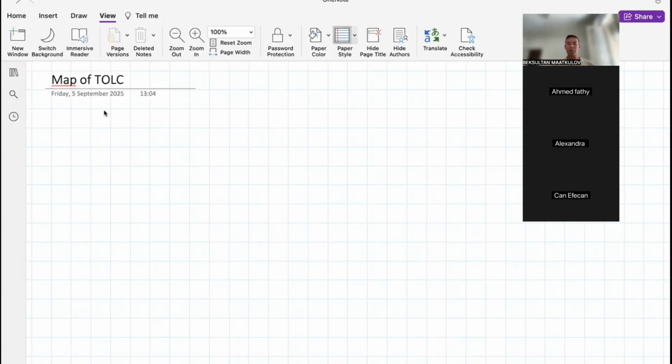So today, basically, this is kind of an introductory lesson where I'll try to draw you a map of the topics from the TOLC test that you have to study, that we are planning to study in order to take the test itself.